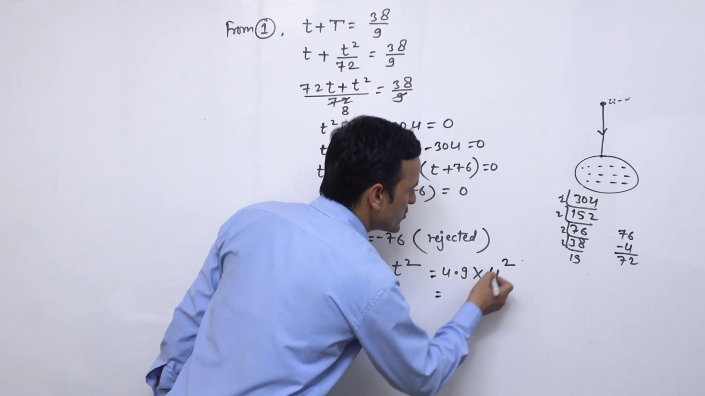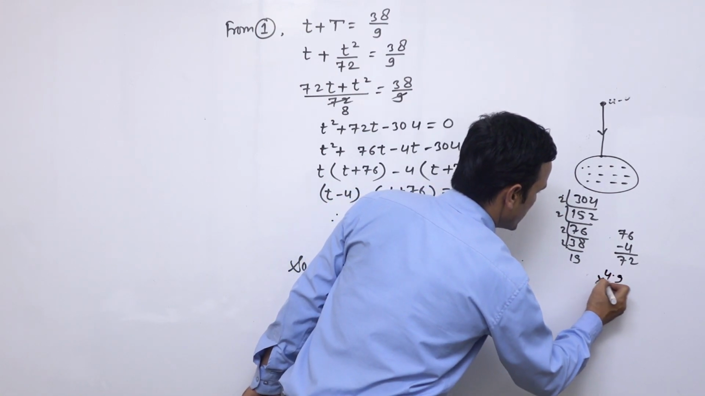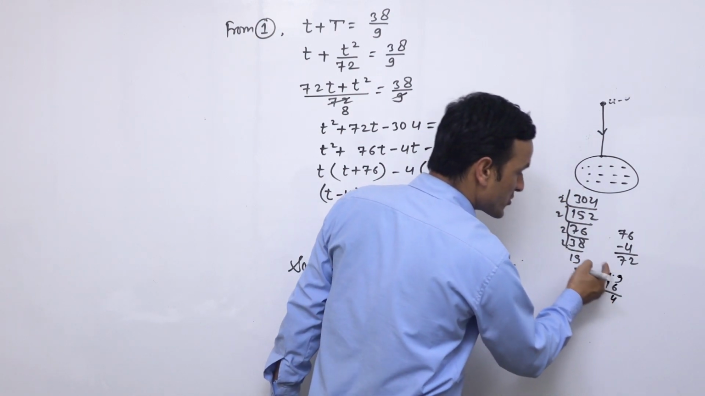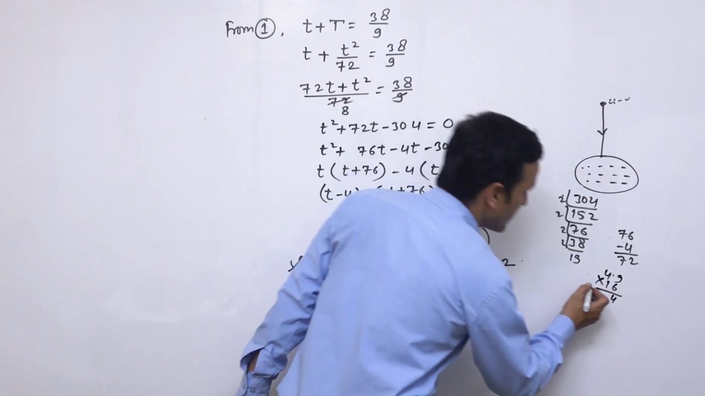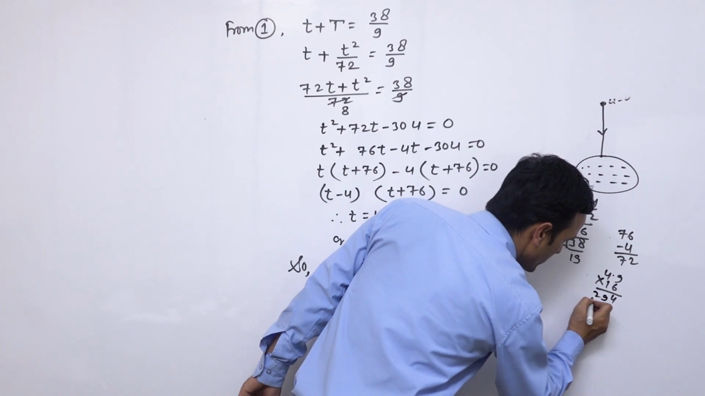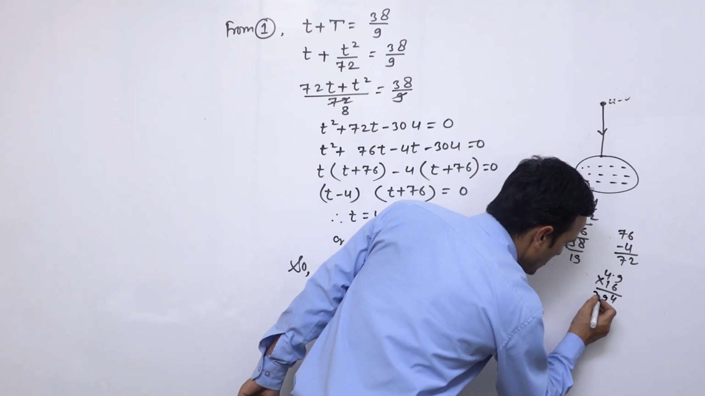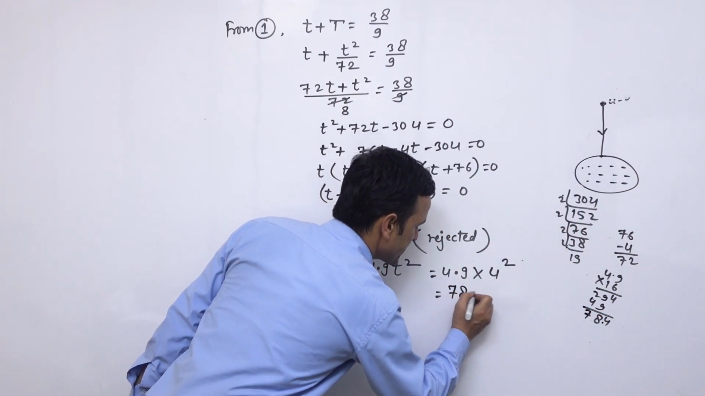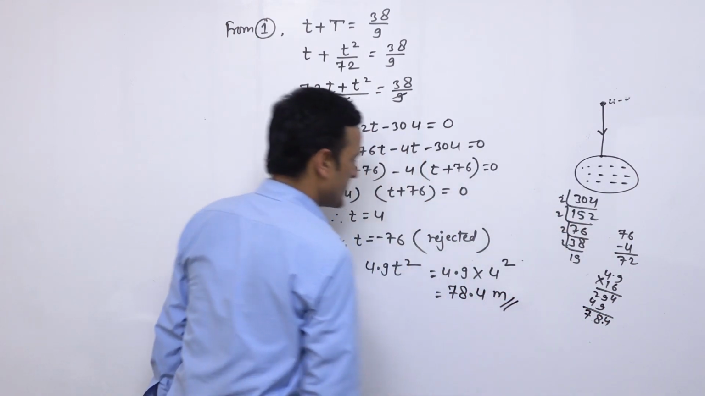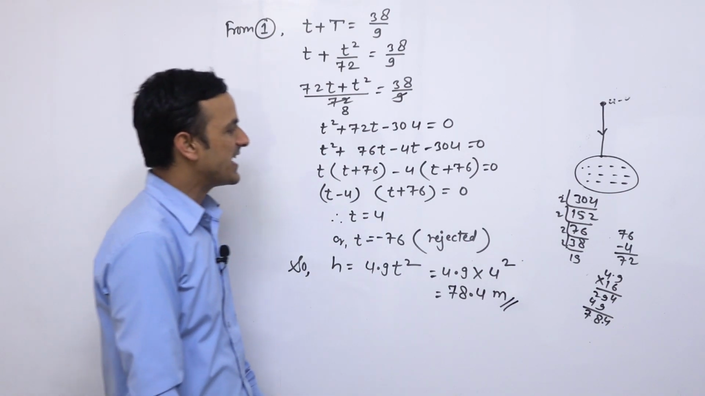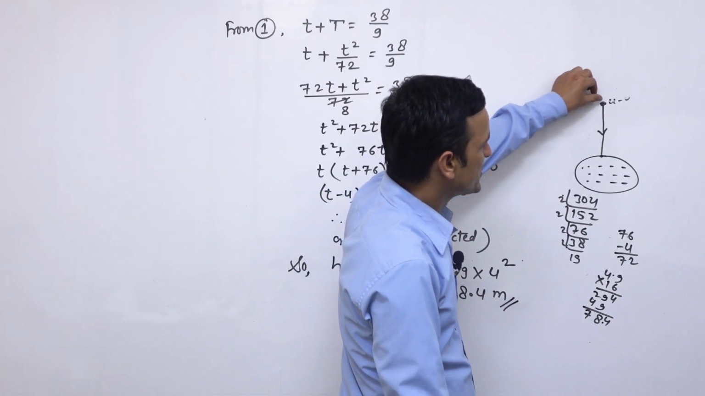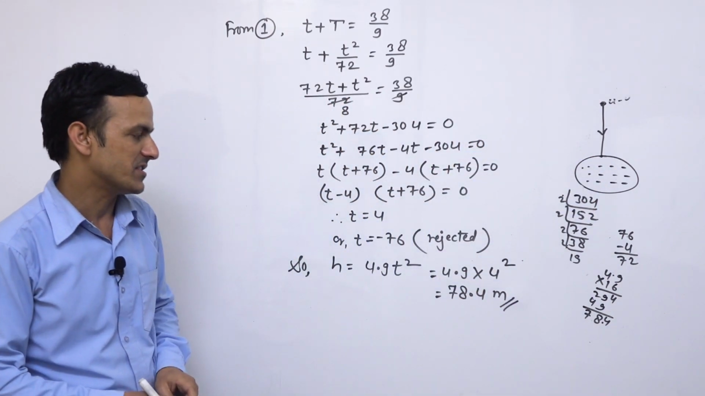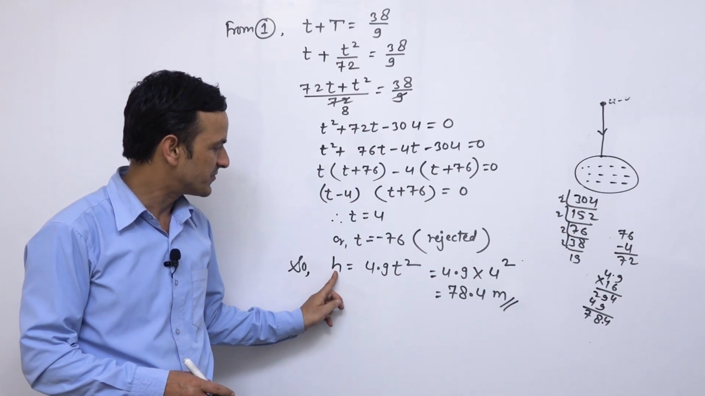So 4.9 into 16. 6 9s are 54, carry over 5, 6 4s are 24, 24 and 5 is 29, and 1 9 is 9, 1 4 is 4. So 4, 8, 4, 2, 6 and 1, 7. So 78.4. The required answer is 78.4 meter. So the total height attained by this stone to the pond is 78.4 meter. So it is the depth of the well.